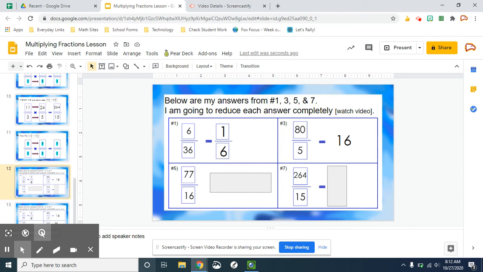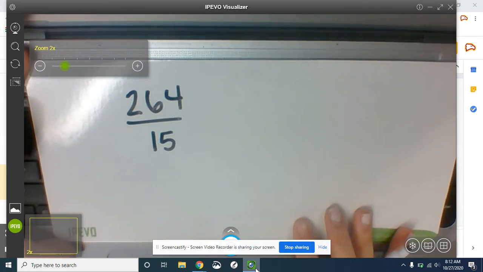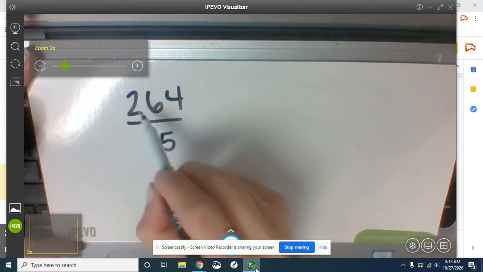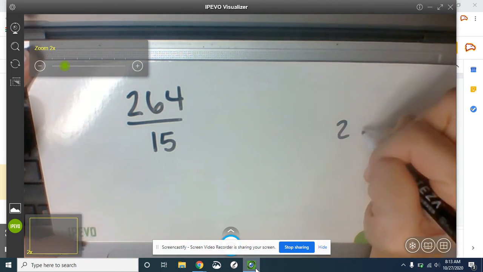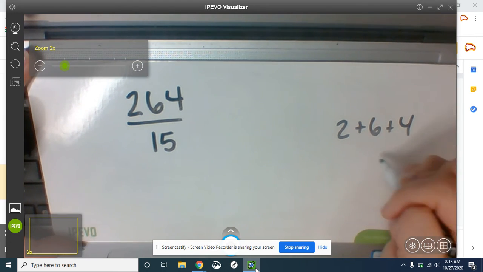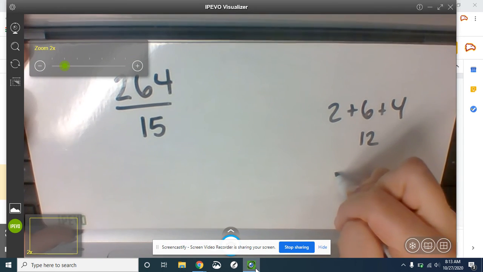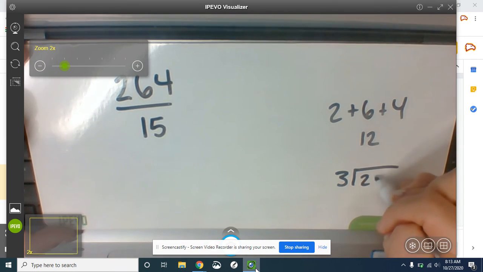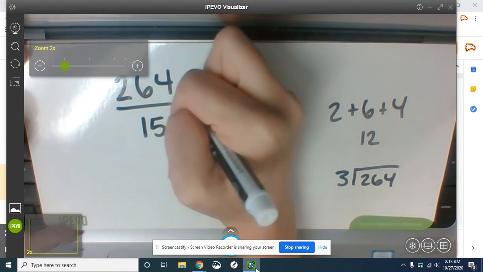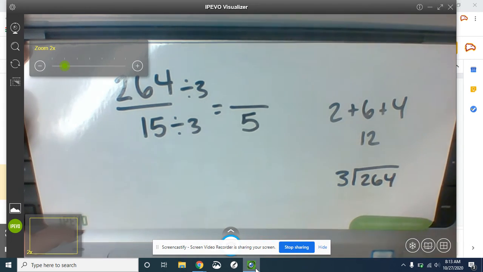All right, so we're going to reduce one last fraction. I'm going to show you a trick. If any number is divisible by 3, the digits will add up to a number divisible by 3. So we have 264. Think of that as 2 plus 6 plus 4. 2 plus 6 is 8, plus 4 is 12. 12 is divisible by 3, so 264 is too. So 3 into 264. And the reason I'm doing that is because we already see that 15 is divisible by 3. So that one would be a little bit easier. So we got 5 on the bottom.